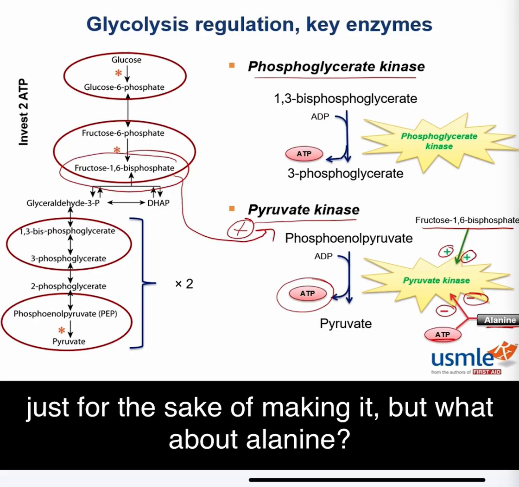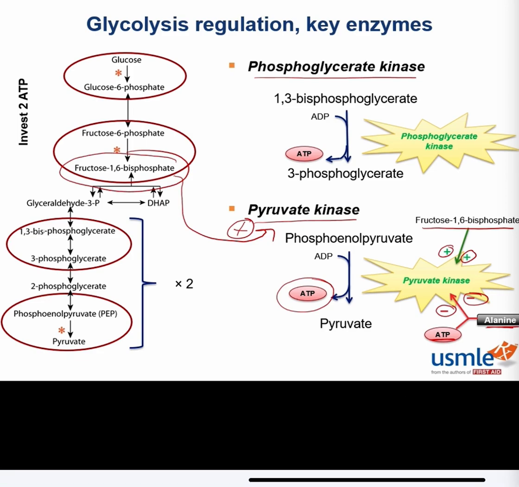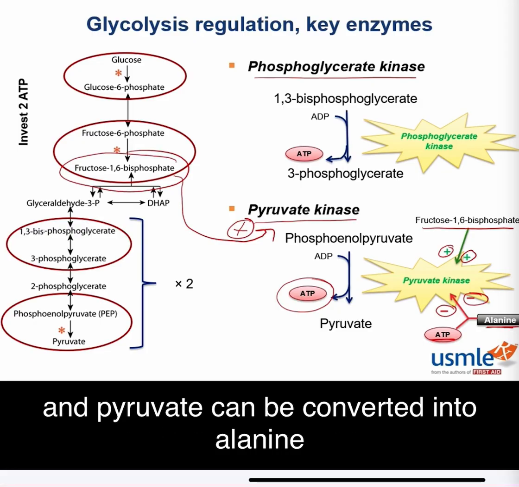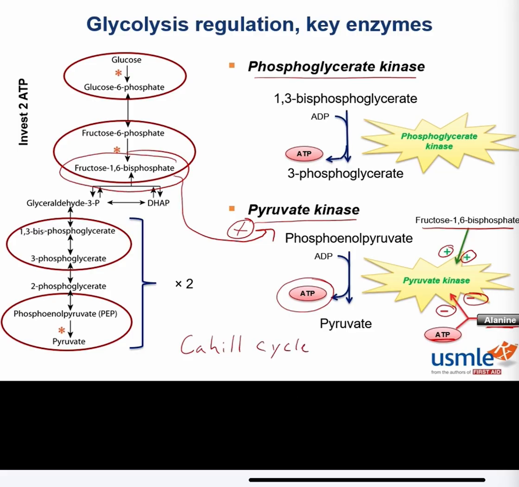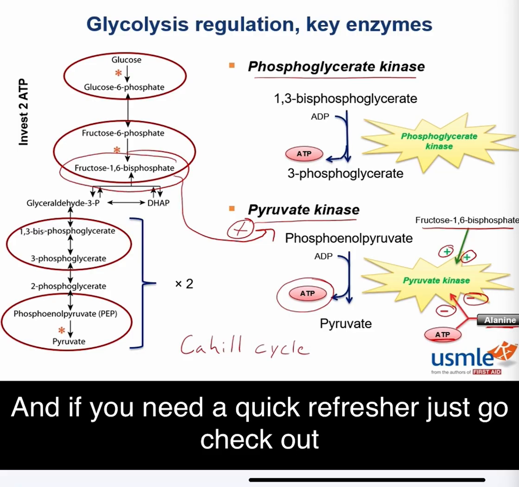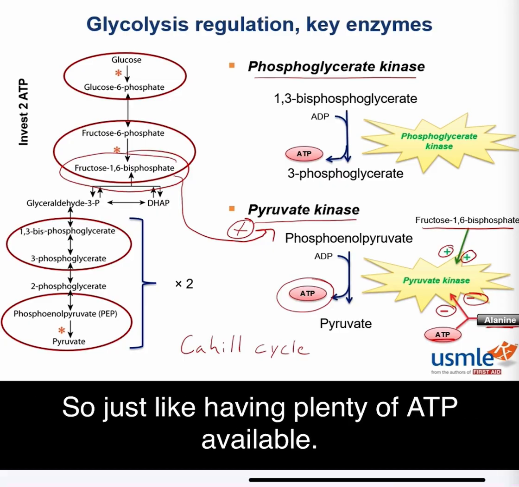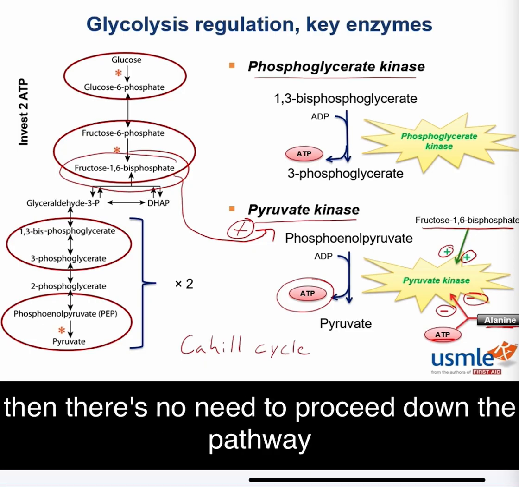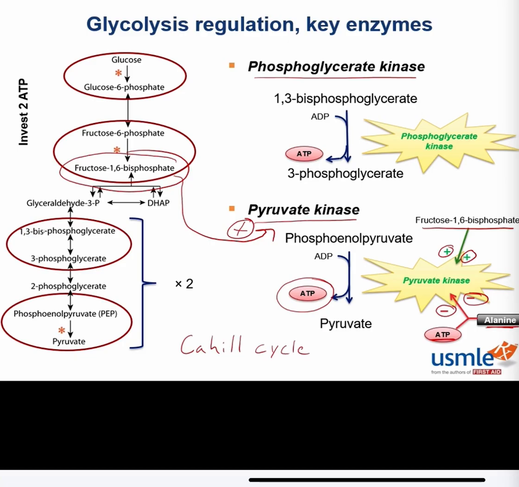But what about alanine? Can you think of why this might inhibit pyruvate kinase? Alanine is converted to pyruvate, and pyruvate can be converted into alanine using the Cahill cycle of ammonia transport by alanine. And if you need a quick refresher, just go check out the Transport of Ammonia by Alanine video. So just like having plenty of ATP available, if you have plenty of a downstream product available, then there's no need to proceed down the pathway just to make excess for the sake of excess.